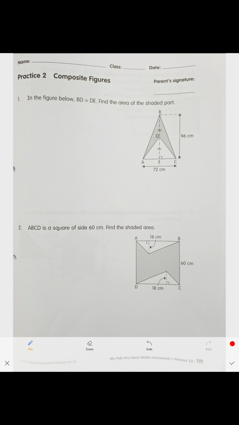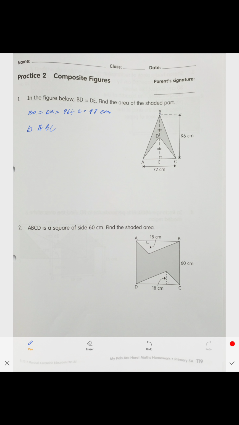Alright, so BE is 96 centimeters. Right, so BD is equal to DE is equal to 96 divided by 2, 48 centimeters, right? And you can see that the area of the shaded part that they ask us to find is the difference between the big triangle ABC minus this small white triangle ADC, right? And this is what we do.